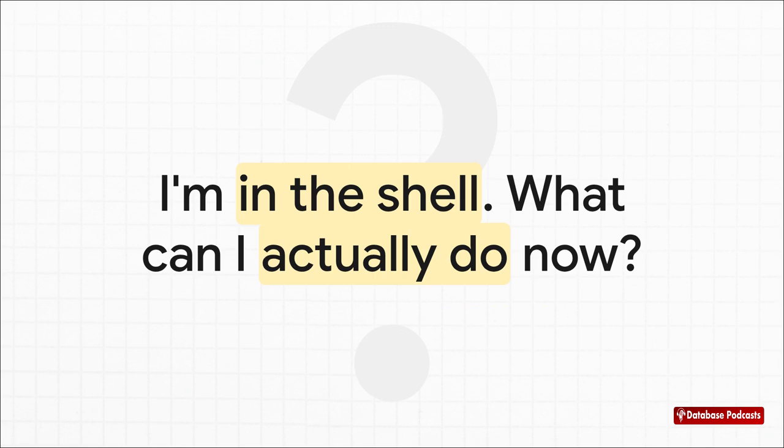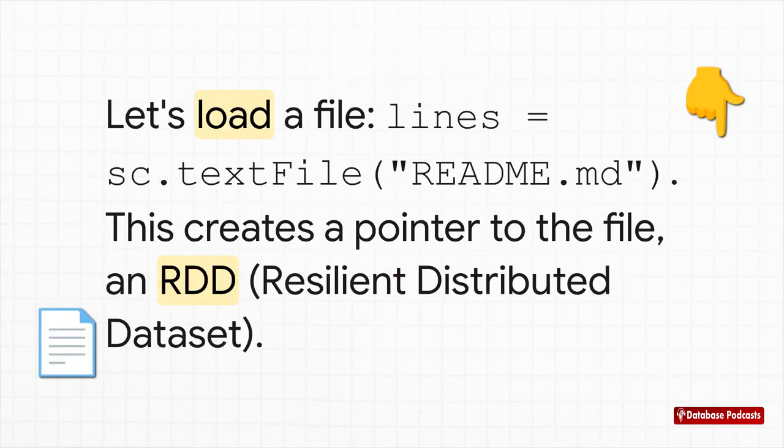All right, we're in. We've got a blinking cursor on the screen, and our SC variable is ready and waiting. Enough setup, let's actually do something with some data. Let's start with something super simple. We're just going to load the README file that actually comes with Spark. We use our SC variable and call the text file method.